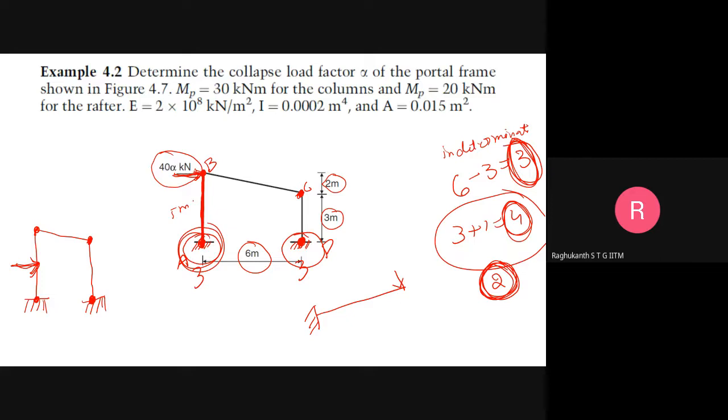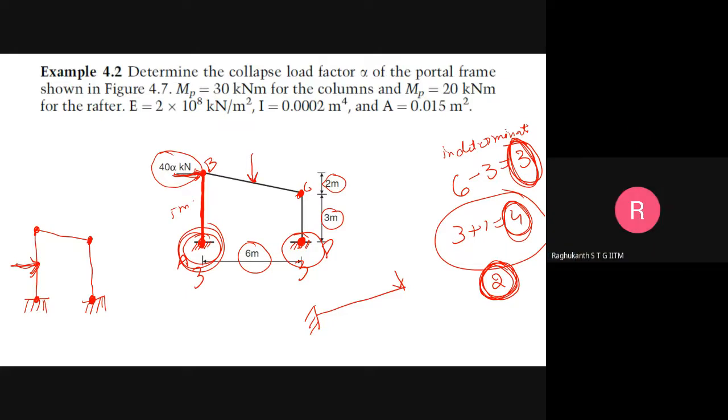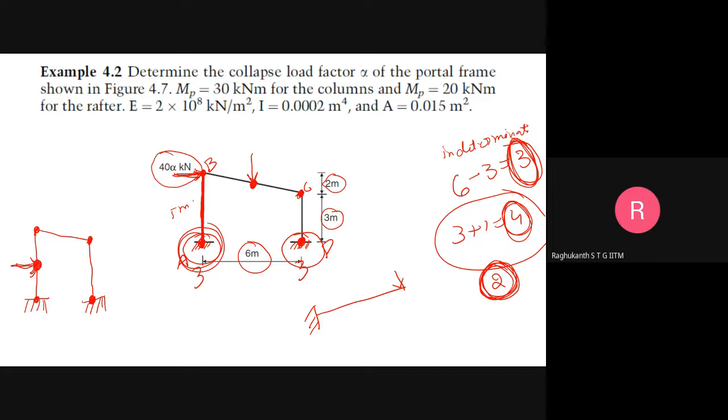What are other possible locations of the hinge when the load is here, or when there is an inclined load here also, say? So now where will hinges get formed? What are the possible locations of hinges? Below the load also. Here also there is a chance of a plastic hinge, actually. So you have to identify all these locations.